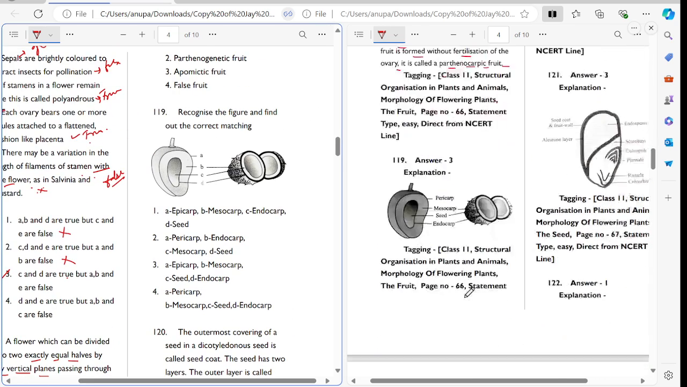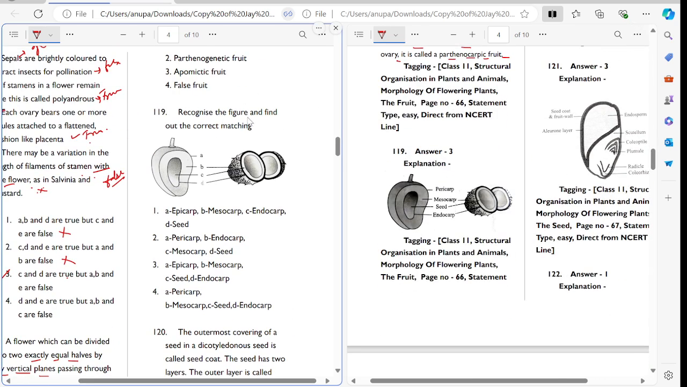Question number 119 states: recognize the figure and find out the correct matching. We have to recognize this figure and find out the correct matching. From the figure it is obvious that this is the figure of a mango and this is the figure of a coconut. So we know that in mango the pericarp is divided into three layers.